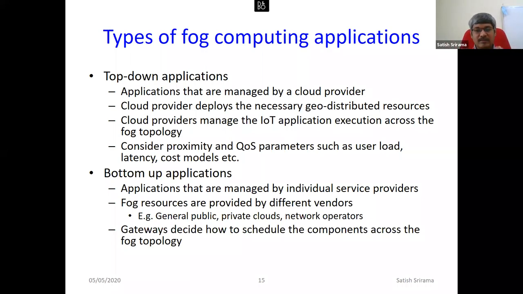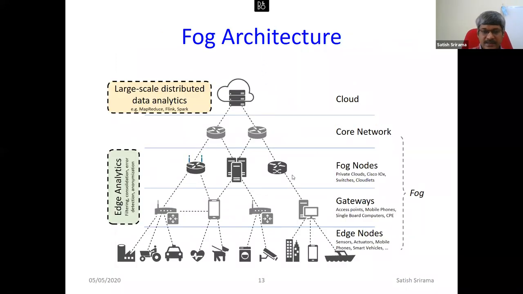If you want to run this sort of application, whatever processing has to be done has to be done in the local servers. He has to find some fog servers lying in proximity. These fog resources are provided by different vendors, which can be the general public, private clouds, network operators, or whatever it is. The processing can be done there. Most often with these bottom-up applications, it is the gateway nodes, if you remember my earlier picture, which decide on which of the fog nodes the processing should be done.